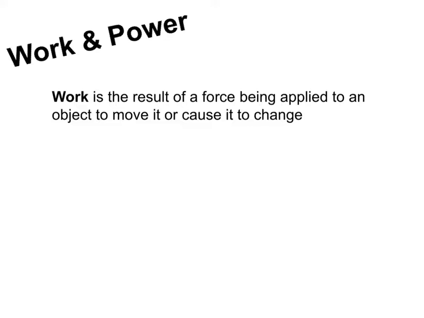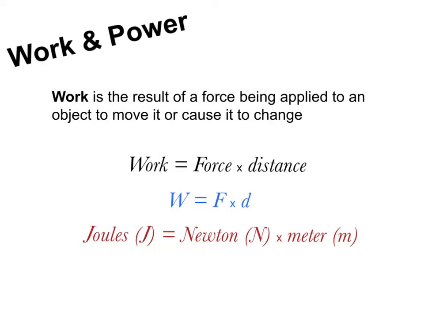So this whole unit is about energy, and remember, energy is the ability to do work. Well, what's work? Work is the result of a force that's applied to an object that will cause it to move or to change. Since work is applying a force to move something a distance, it can be calculated by taking force and multiplying by distance, or W equals F times D. As far as units, a newton is the unit we use for force and a meter is the unit we'd use for distance. So newtons times meters gives us joules, and joule is the unit for work.